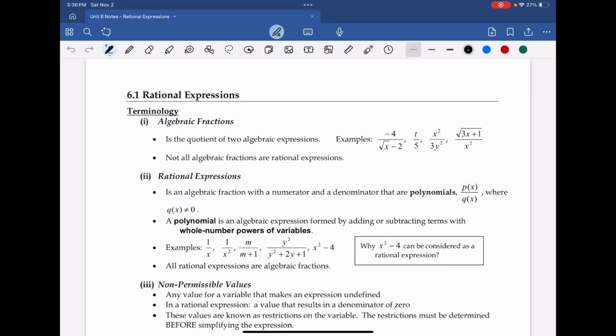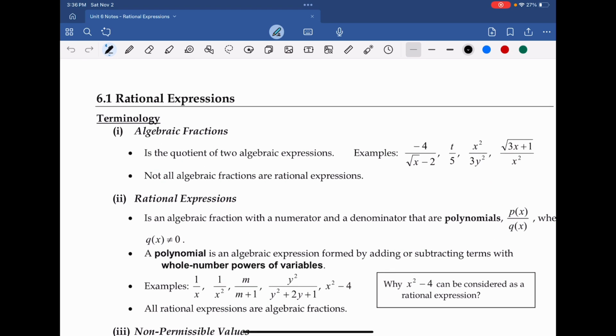All right, so now we move on to Unit 6, and this is the first lesson, which is 6.1 Rational Expressions. So what we're going to do is define, very, very briefly here, what rational expressions are, and then what we need to be looking for in order to solve these sorts of problems. Now, starting off with terminology here.